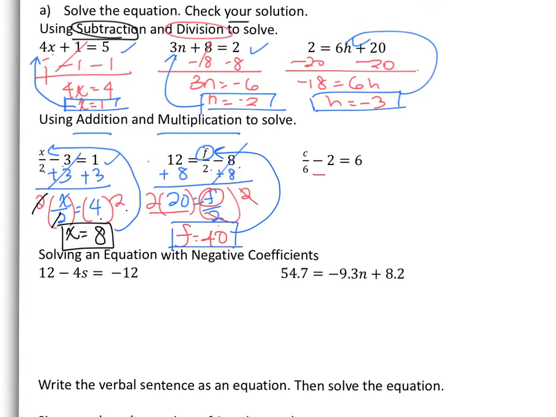Okay, again, to isolate the variable c, we need to first move -2 to the right-hand side by adding +2 to both sides of the equation. 6 plus 2 is 8. Cancel. c equals 48.